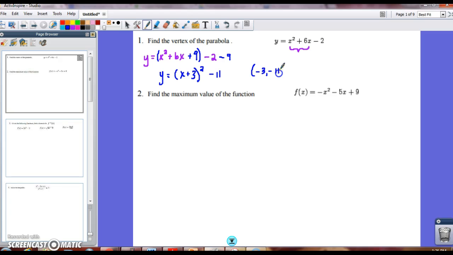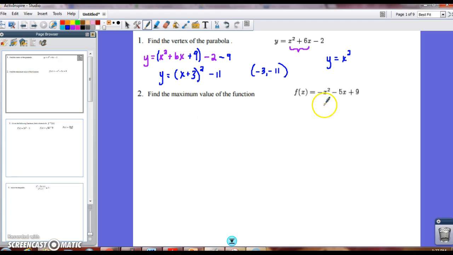Remember, we take the opposite sign of what's in here, and then that -11, we take the same sign. So this is, in practice, really the same as taking the parent function, y equals x squared, and shifting it 3 units to the left and 11 units down.